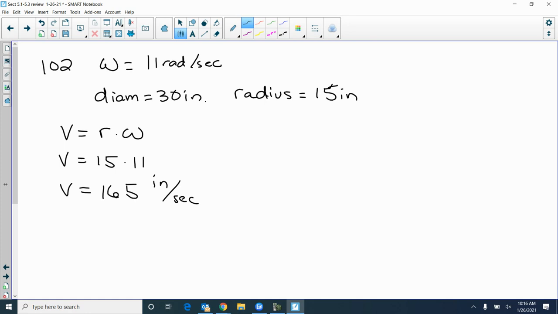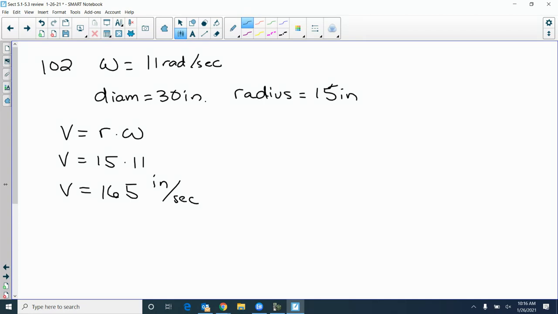But you can go the hard way and try to figure out how many revolutions or basically how far the arc length is. It gets a little messy, but you can figure it out. But since we got it, we're going to leave it. 165 inches per second. Okay, for that one. All right, other questions? Can you go over 99?